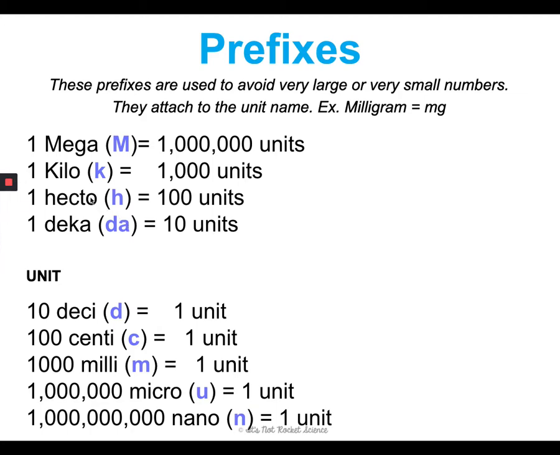Then we do have hecto. Hecto is H. That is 100 of these base units. I don't use hecto or deca all that much, but we still have to make sure we know these. So hecto is a small h. Deca is 10 units, and that is a DA, small d, small a. And those are all larger than the base unit.